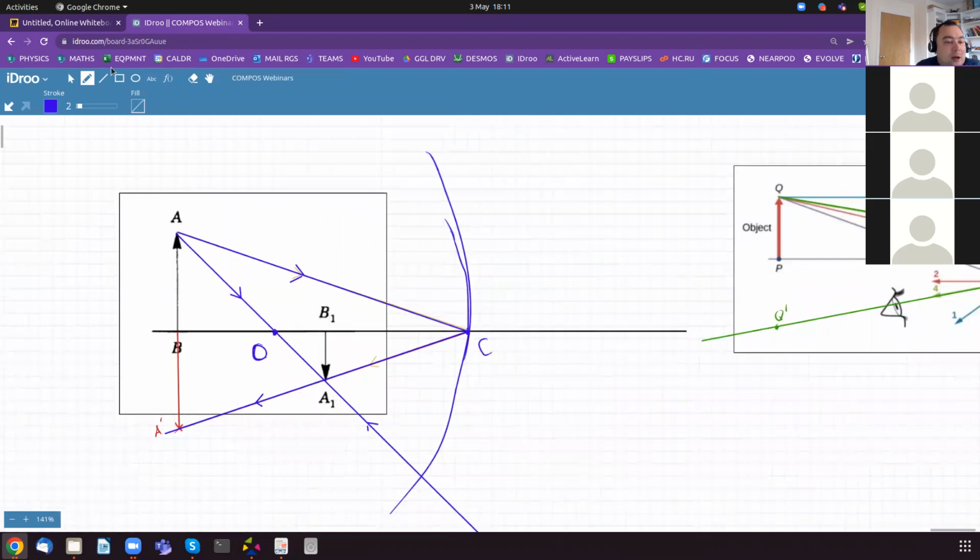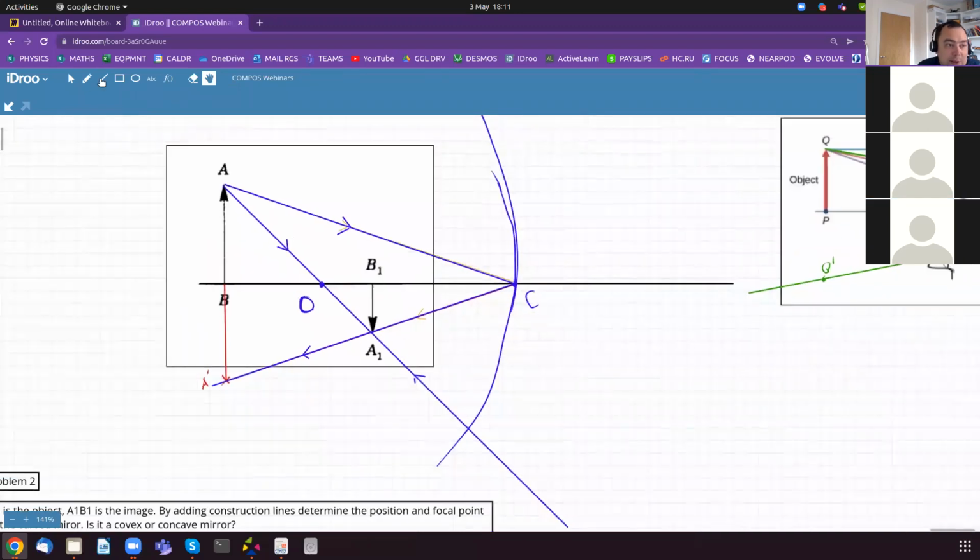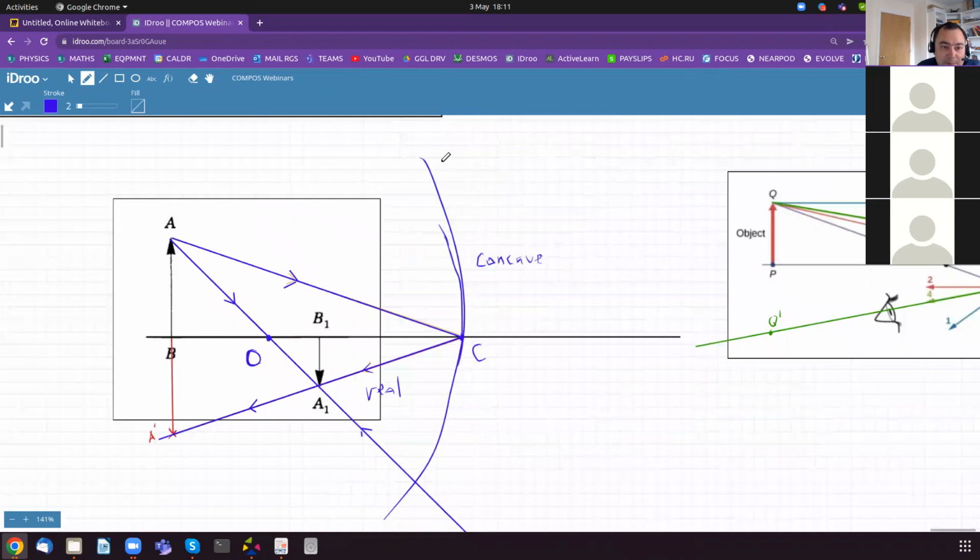Now, we need to determine whether it is a real image. Well, it is a real image because rays actually cross there. So it is a real image. The mirror is concave. So it's shiny on the left side. Concave. And it's diminished.